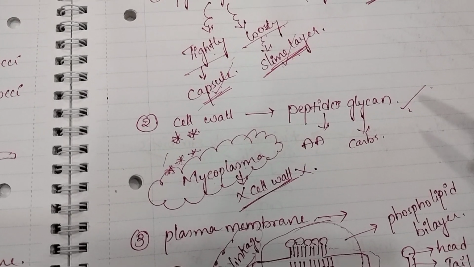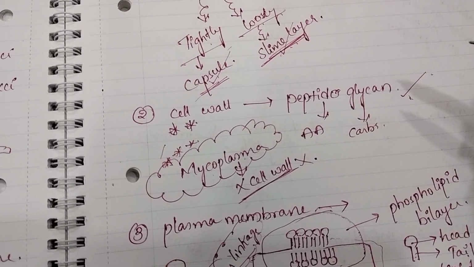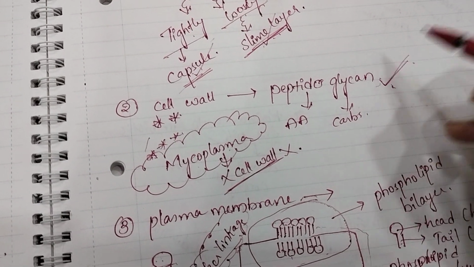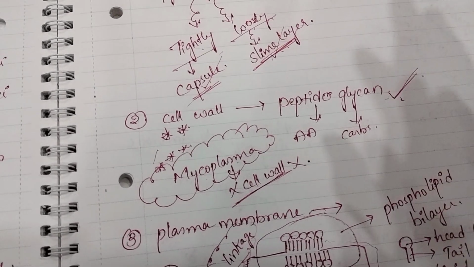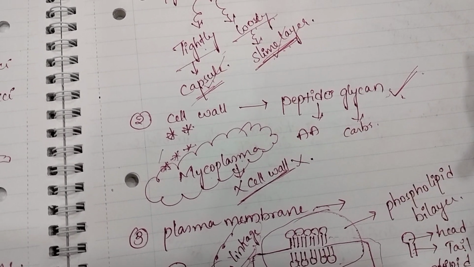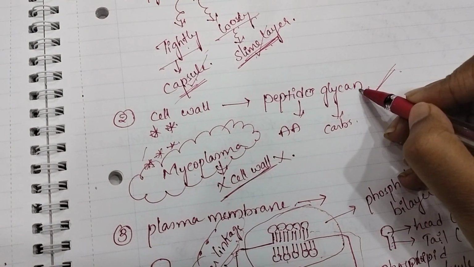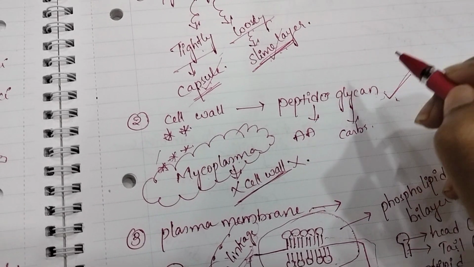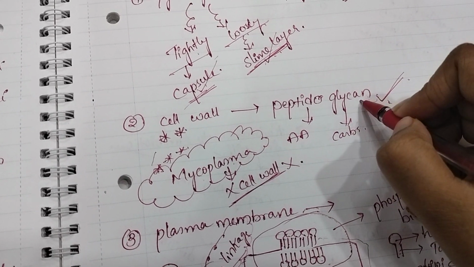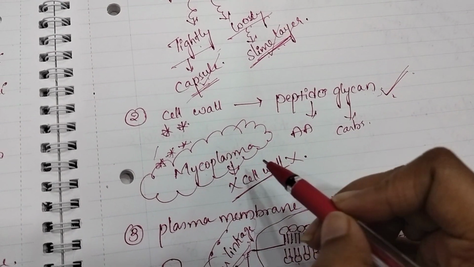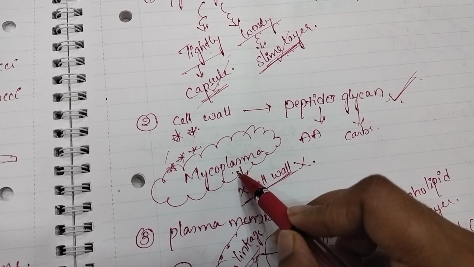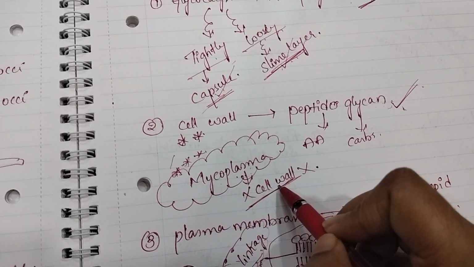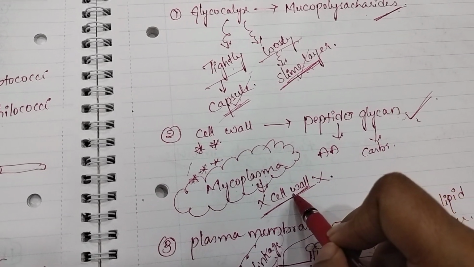Then comes the cell wall. Its composition is peptidoglycan. Not all organisms' cell walls, only the bacterial cell wall is made up of peptidoglycan. It is a very important thing you should remember. The cell wall of bacteria contains peptidoglycan, and another important thing is that Mycoplasma, the smallest bacteria, doesn't have any cell wall. This is another thing you should remember.